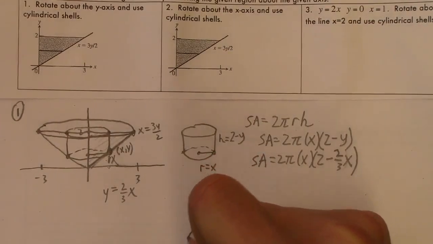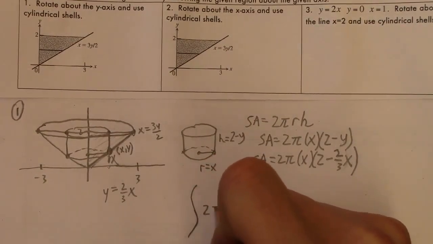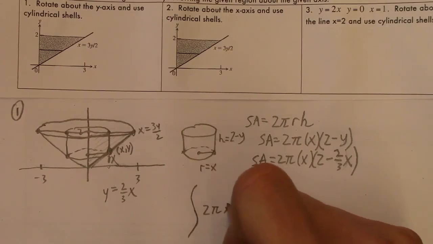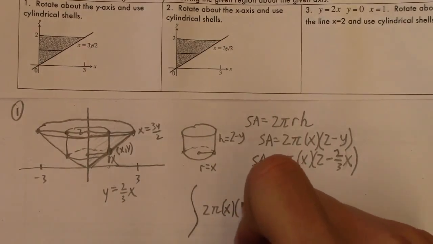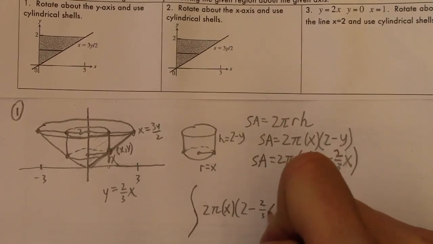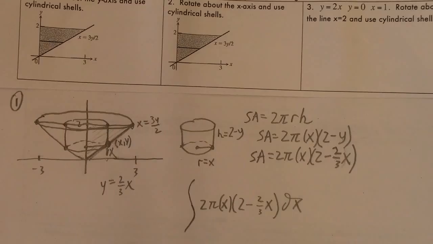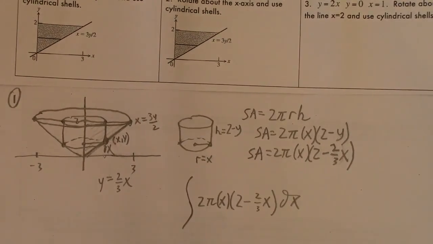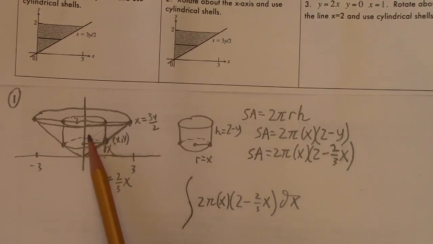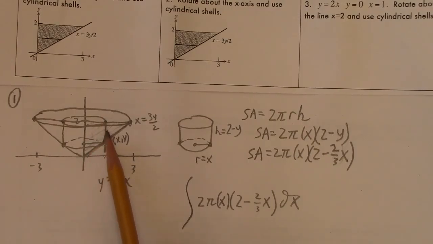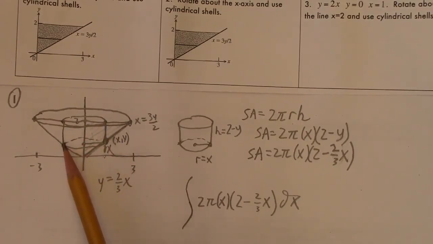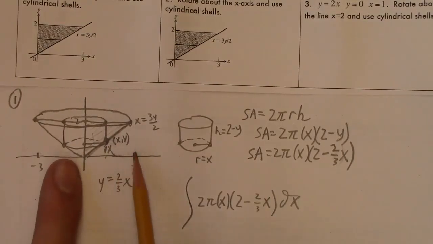So now I'm going to integrate, and I'm going to add together all of those cylindrical skins. 2 pi x, 2 minus 2/3 x, and then I have dx slices. So the question is, what am I integrating from what to what? If you watch that visual again, you'll notice that we slice and it spins around to this region back here. So really, we only need to integrate from 0 to 3.